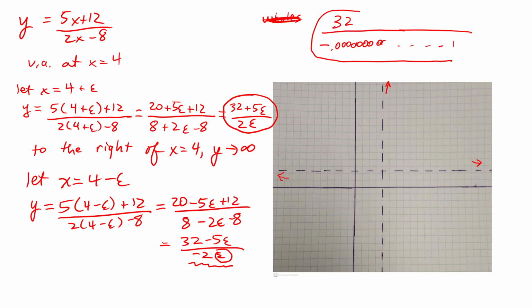So we're going to have an unimaginably large magnitude number, but it's going to be negative. So what that tells us is that to the left of x equals 4, y goes to negative infinity. Okay? So now we have a sense of what our graph looks like.